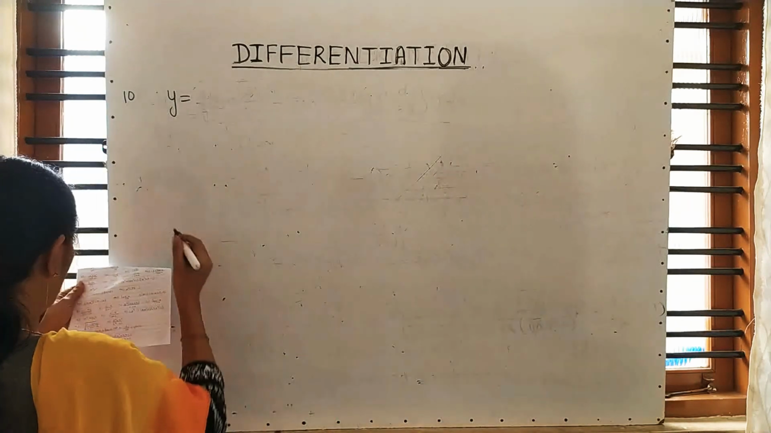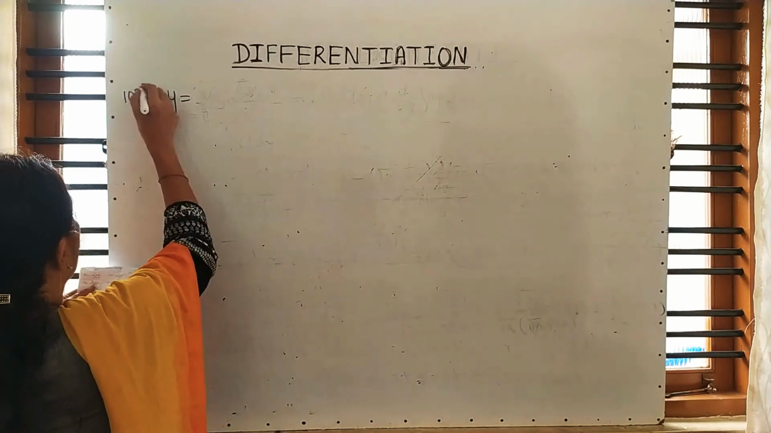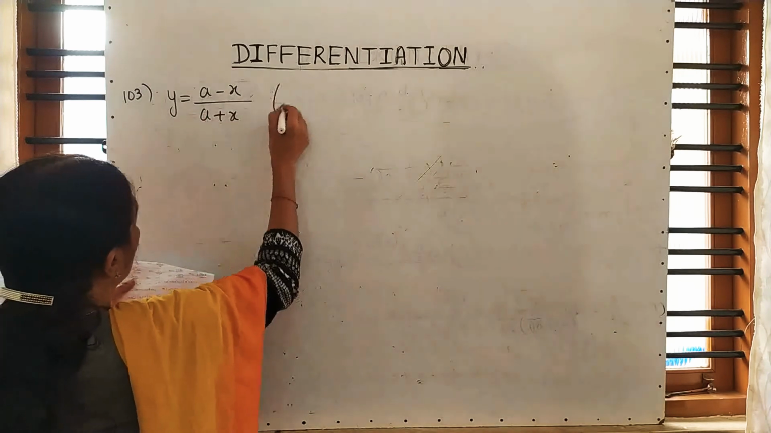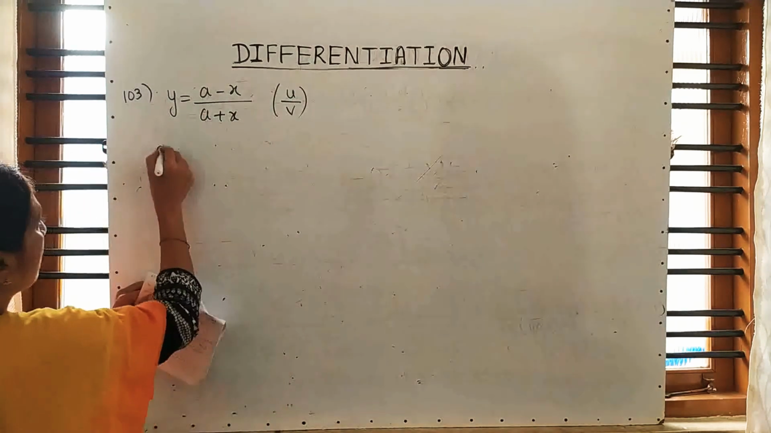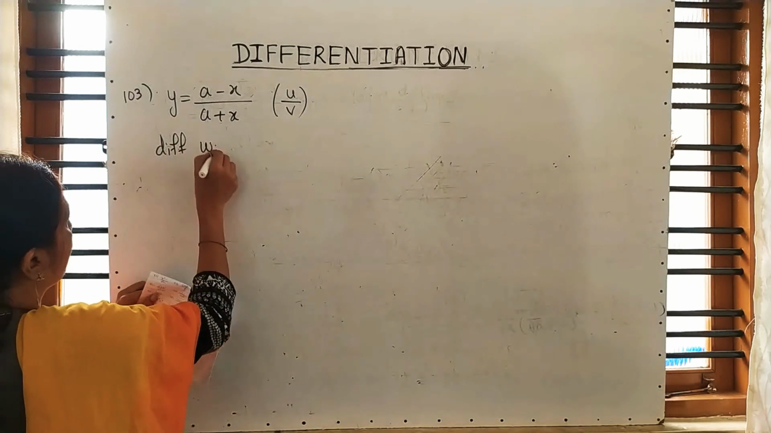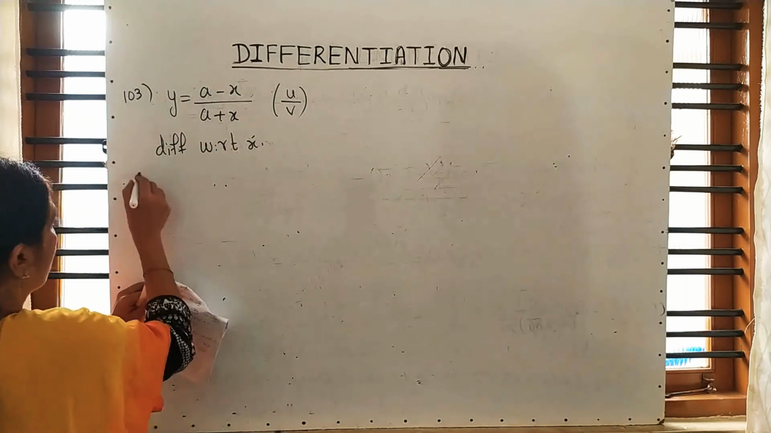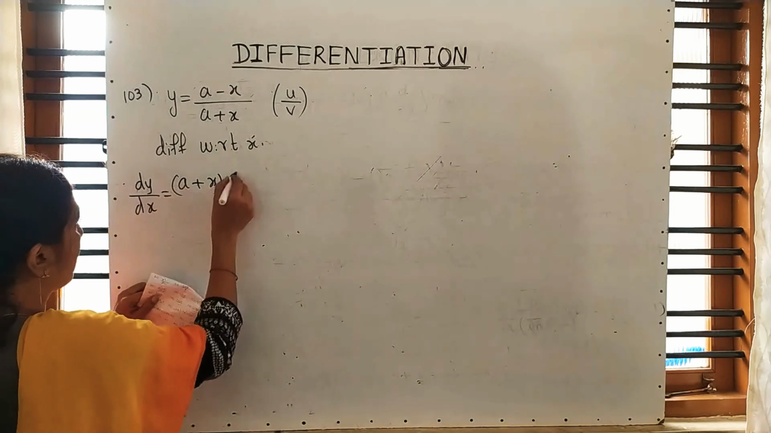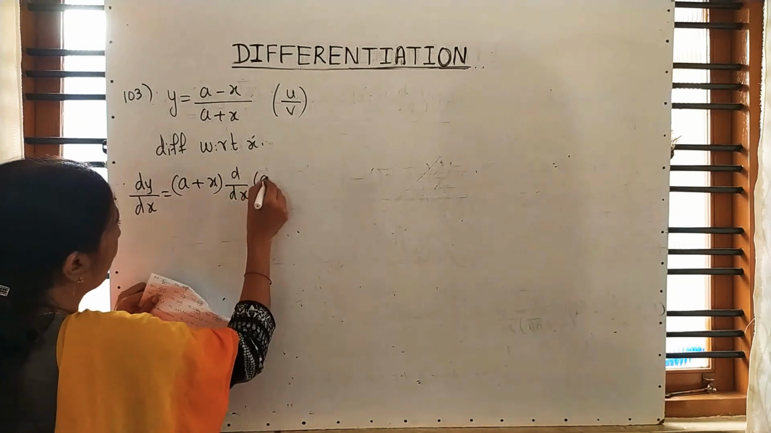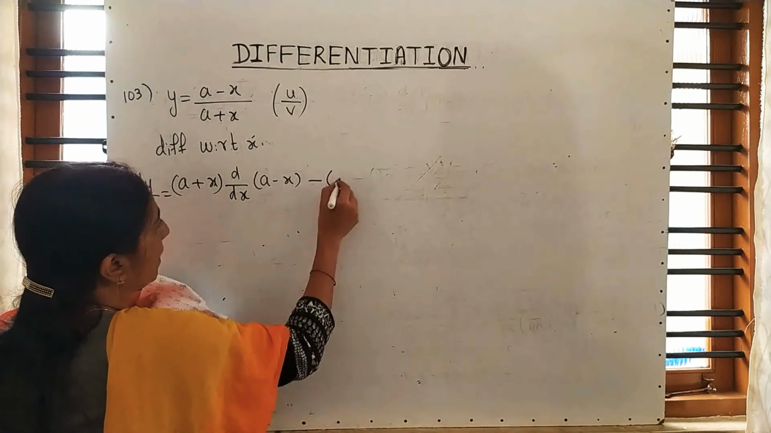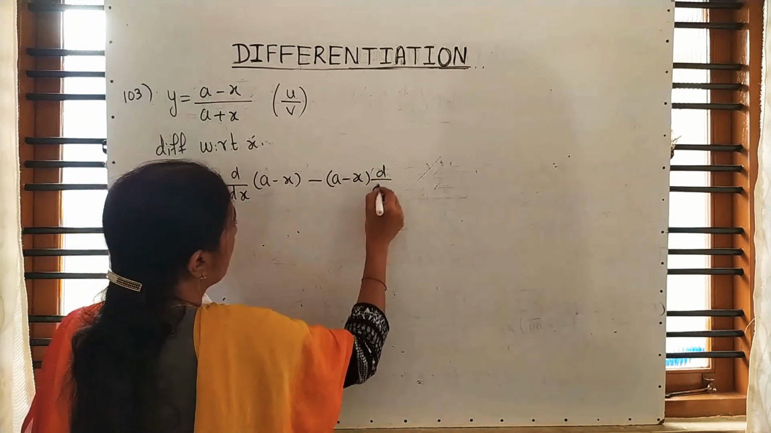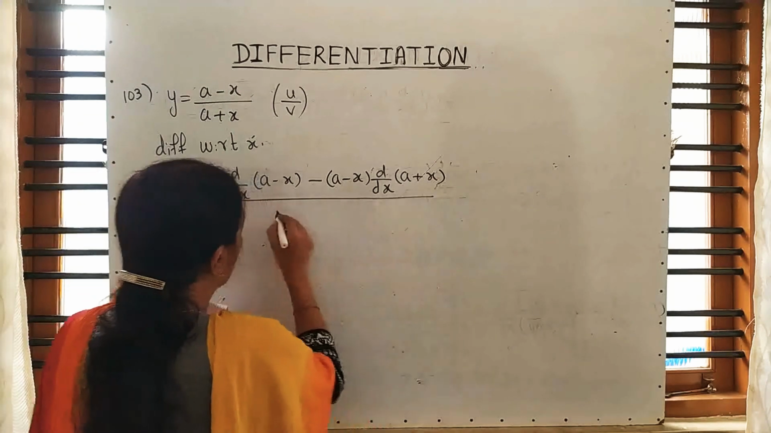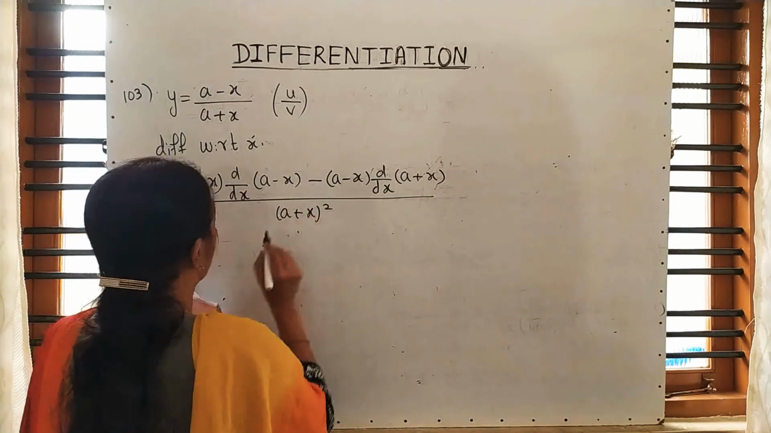Moving to the next question, question number 103. y is equal to a minus x upon a plus x. So this is also nothing but u by v method. Differentiating with respect to x, dy upon dx is a plus x into differentiation of a minus x, minus a minus x, differentiation of a plus x, divided by a plus x whole square.